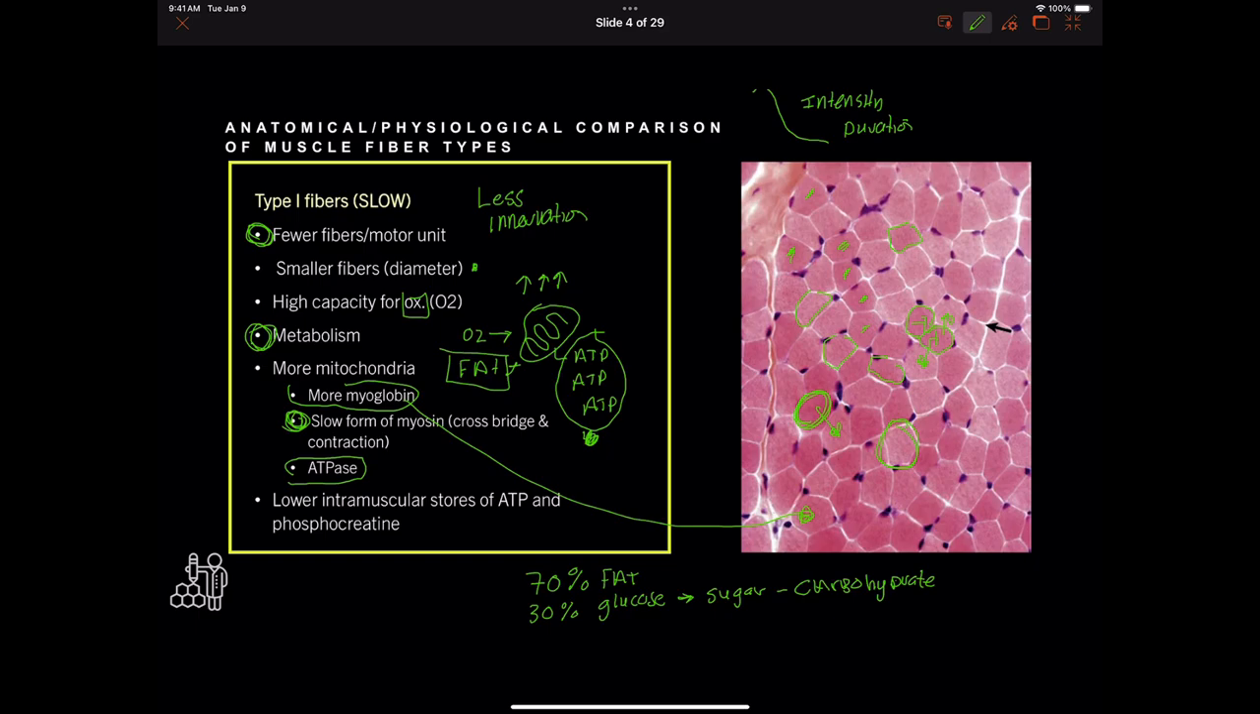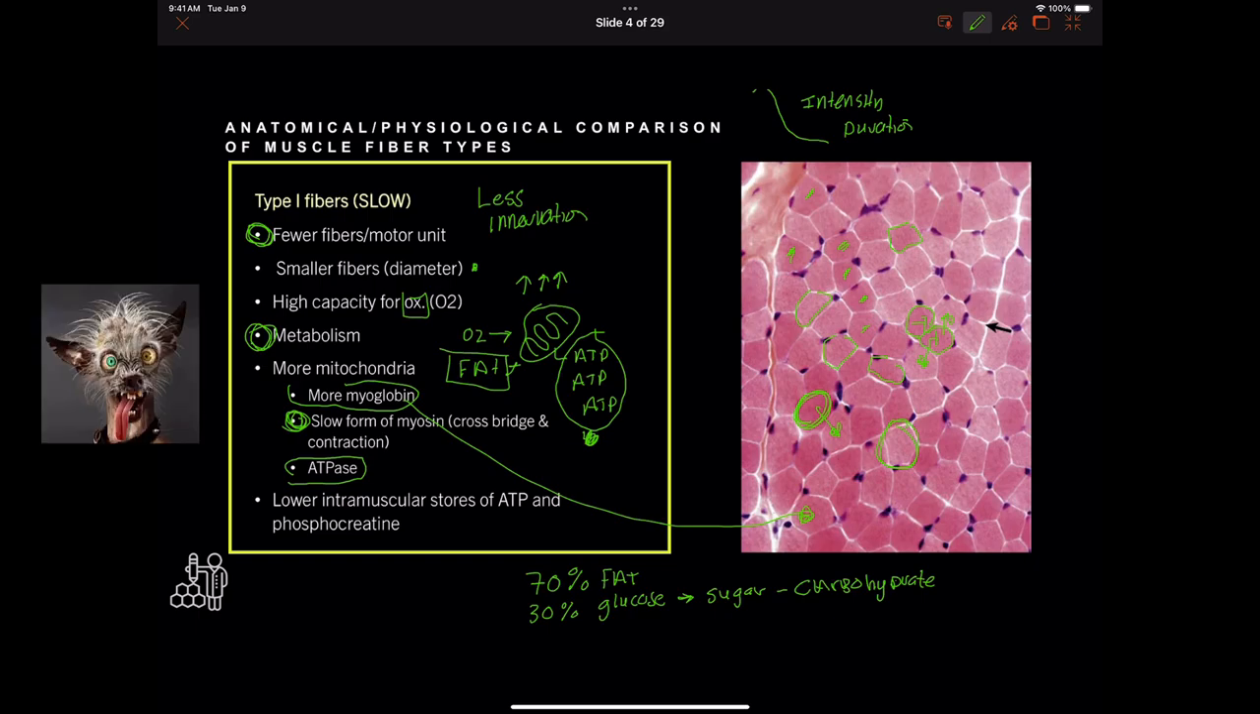Now, ATP and phosphocreatine are readily available in the muscle cell. They are immediate energy that we can use. Let's say you are walking down the street and you're minding your own business, and a ferocious dog jumps out in front of you, starts to bark, and then starts to advance towards you.